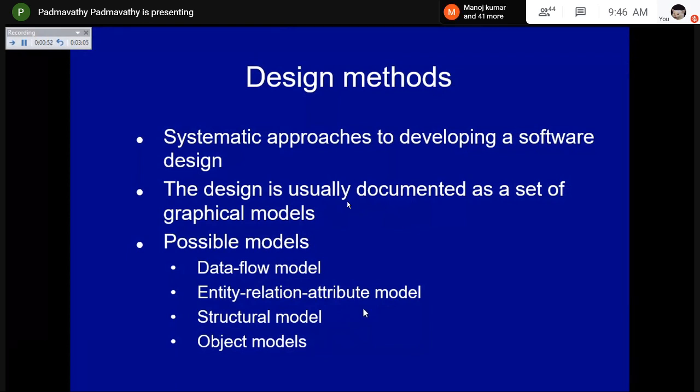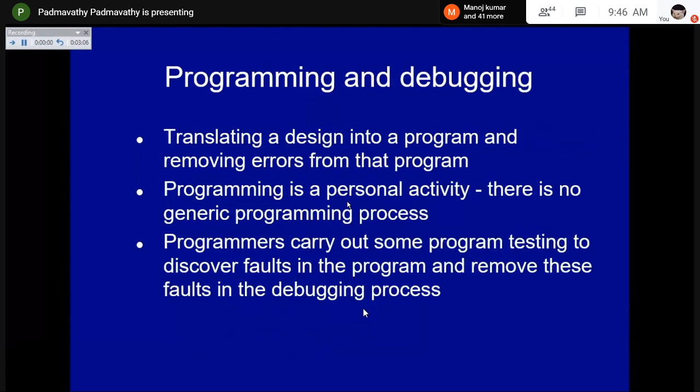Then programming and debugging. So translating the design into a program and removing the errors from that program is the next stage. Programming is a personal activity where the programmer does the work.